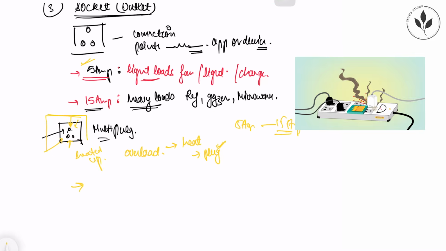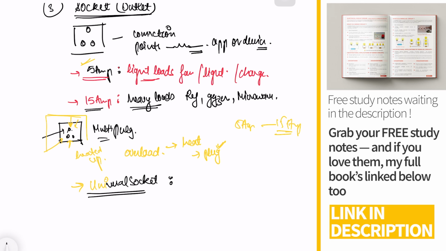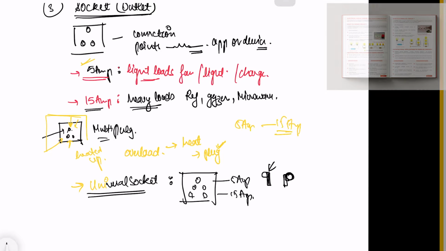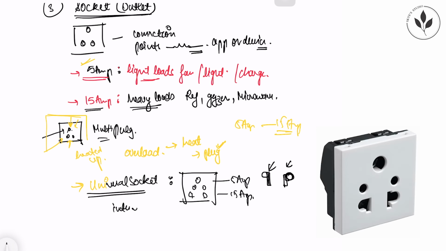The third type of socket is our universal socket. Now, what is a universal socket? It is a socket that can be used universally or globally everywhere. And in one socket, you can have both 5 ampere plug and 15 ampere plug. And even the shape matters. The hole is something like this and this and this. So it can take a round plug also and a straight line plug also. So universal sockets support international plugs.